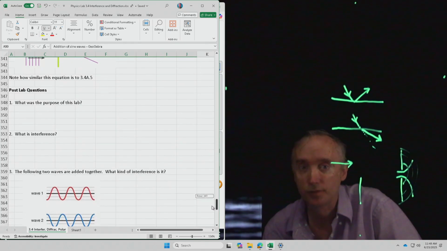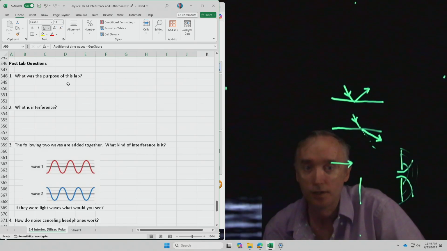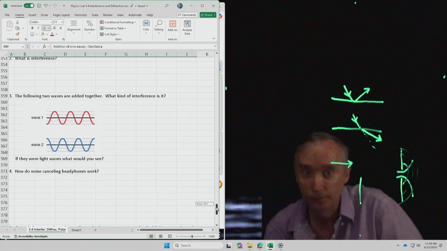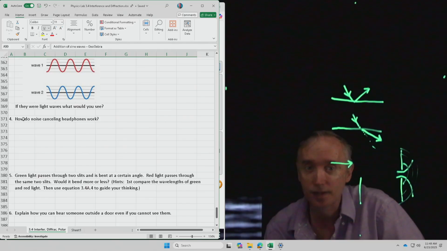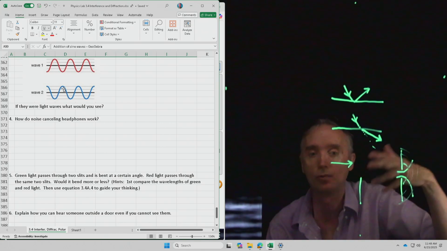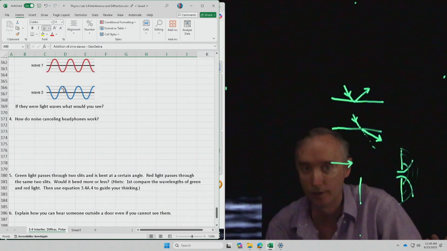So that's it. So now we're ready for our post-lab questions. So I want you to go through this. What's the purpose of the lab? What's the definition of interference? And then we've got 2 waves here that we're going to add together. And the question is, what kind of interference is that going to be? So that's going to be pretty easy. And then it says here, if they were light waves and they interfered with each other, what would you see with your eyes? So would it be extra what, or would it be extra what?